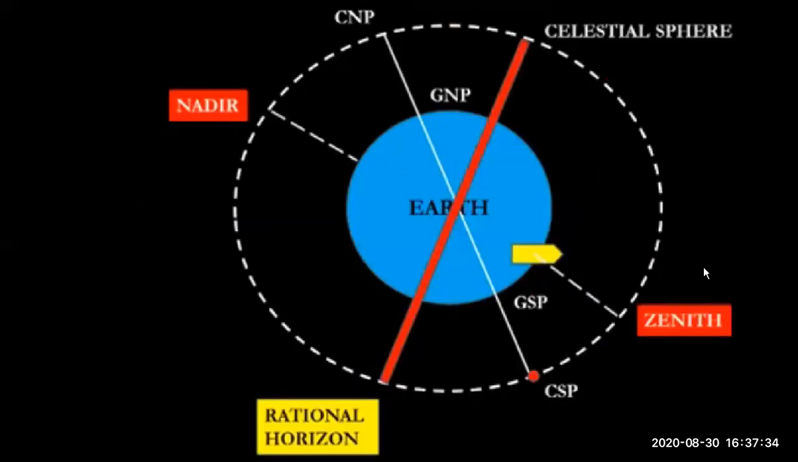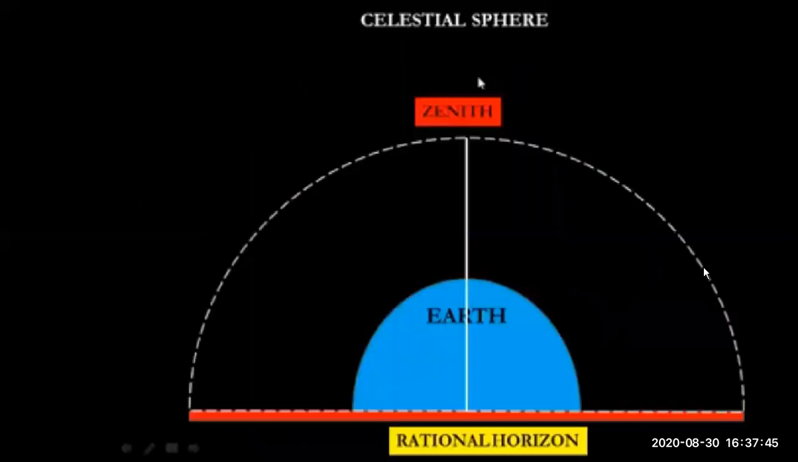Now, we have taken a cut at this rational horizon. We have taken the top portion of the slice. So this is what we can see. This is the rational horizon. This is the celestial sphere. This is the zenith, and this is the earth. And we have the observer here.